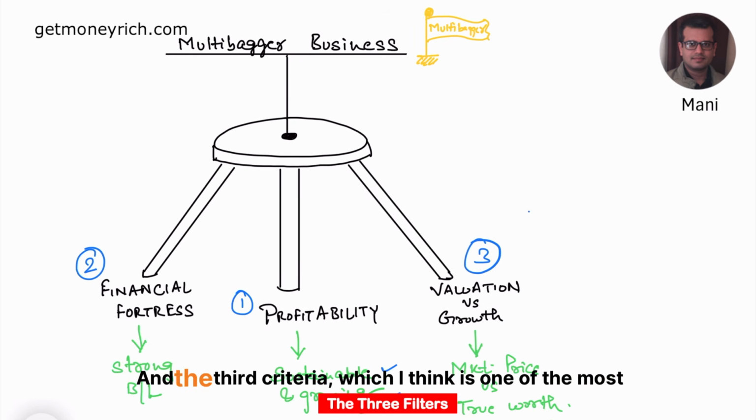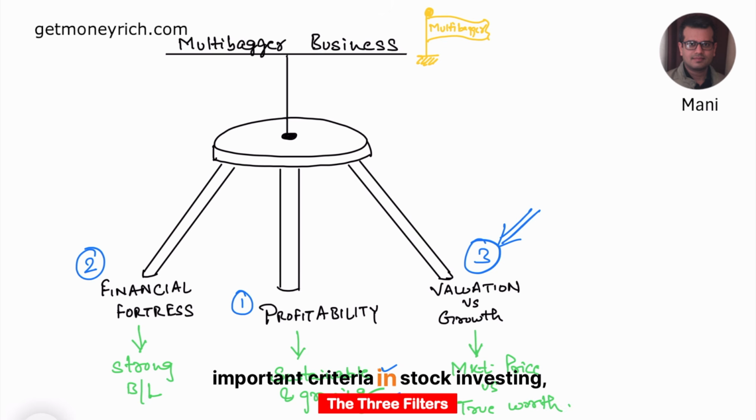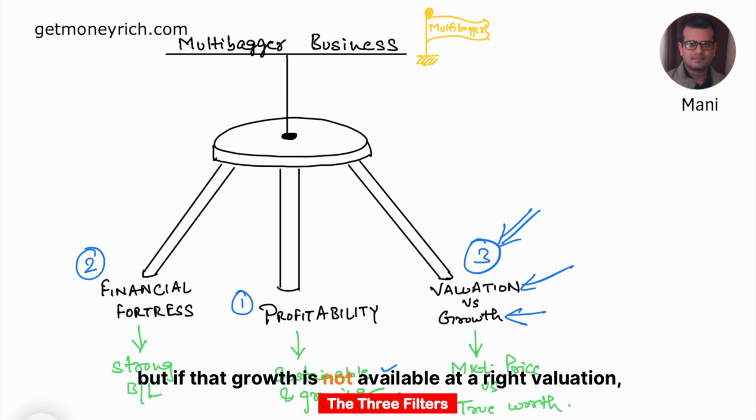And the third criteria, which I think is one of the most important criteria in stock investing, especially for a growth stock investor, is the valuation versus growth balance. It's okay that we want to buy a growth stock, but if that growth is not available at the right valuation, we will not make a lot of money.